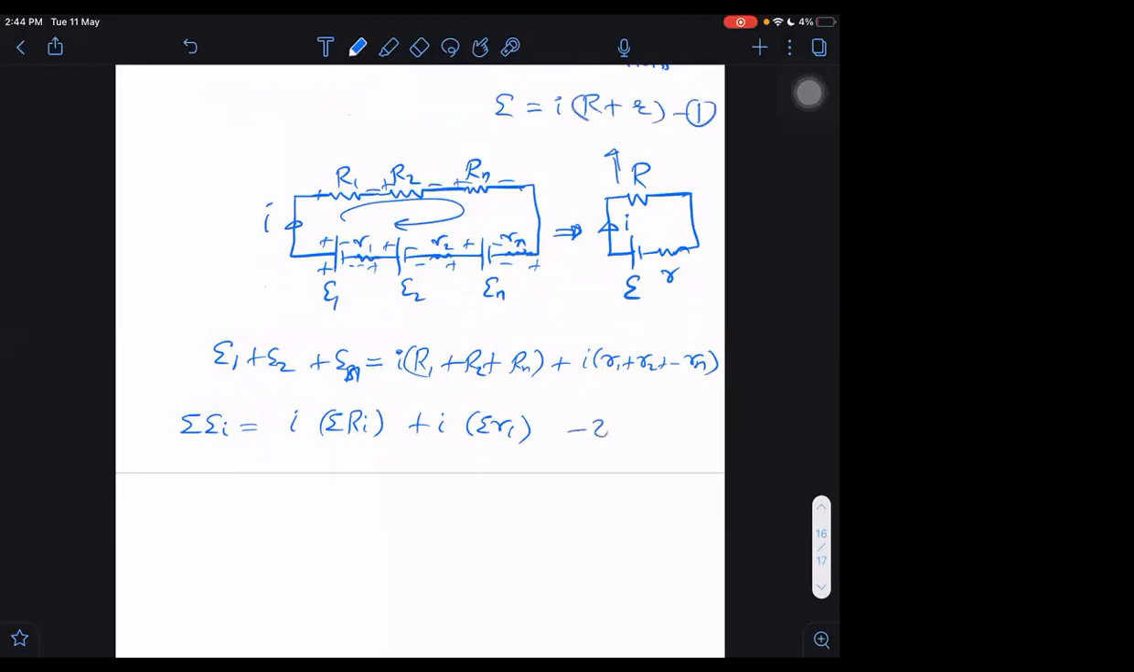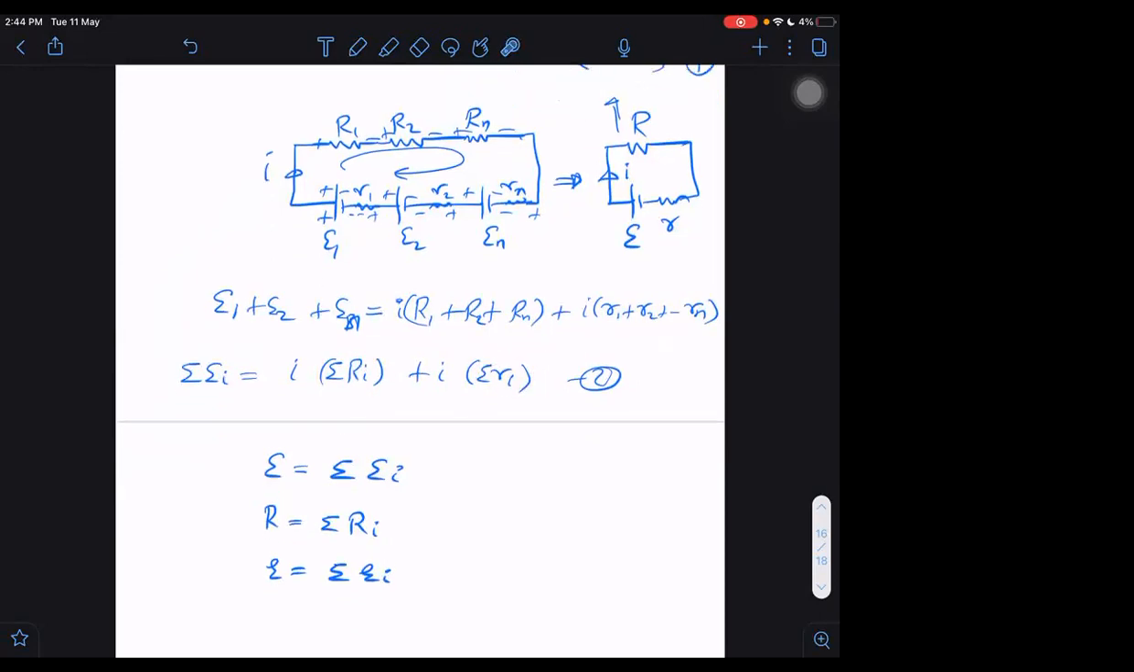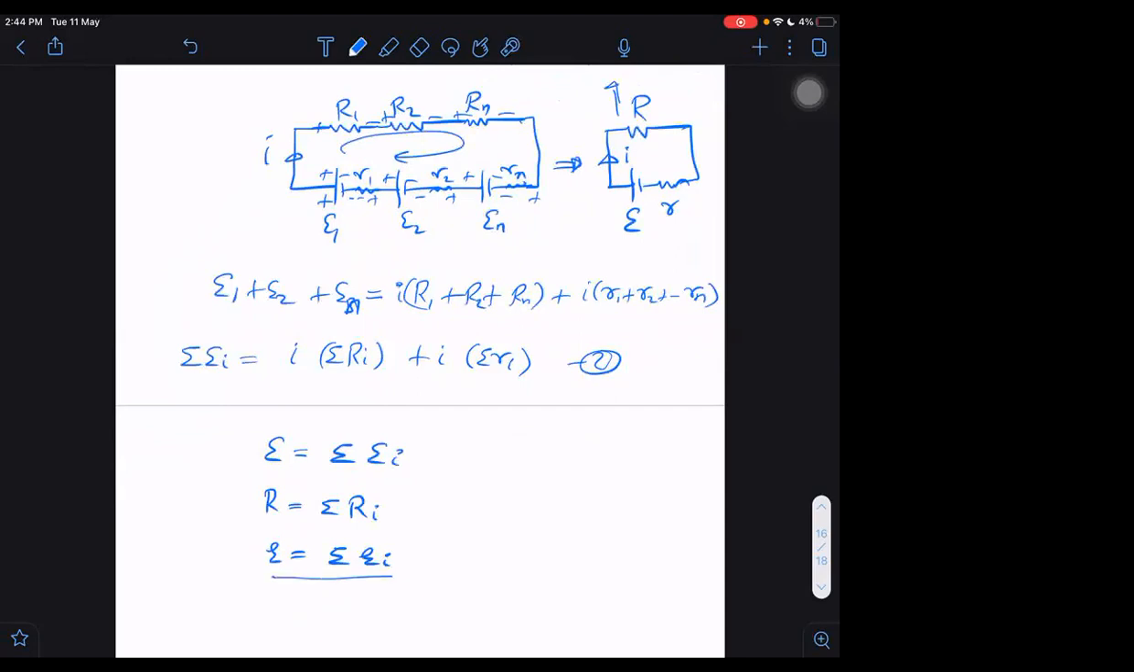Can we do a comparison? What do we get by comparing? I can tell E effective is equal to sigma Ei, R is equal to sigma Ri, small r is equal to sigma small r. That is it. So easily we can compare these terms. This will match with this, and this will match with that. So what is the effective internal resistance in a series network? Effective internal resistance will be the sum of individual resistances. What is effective EMF? Sum of individual EMFs.